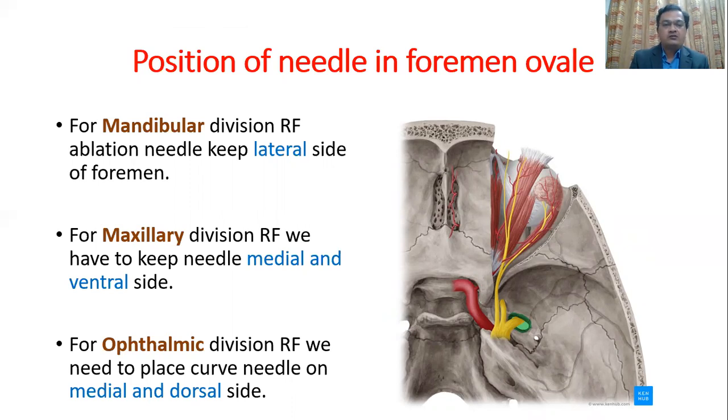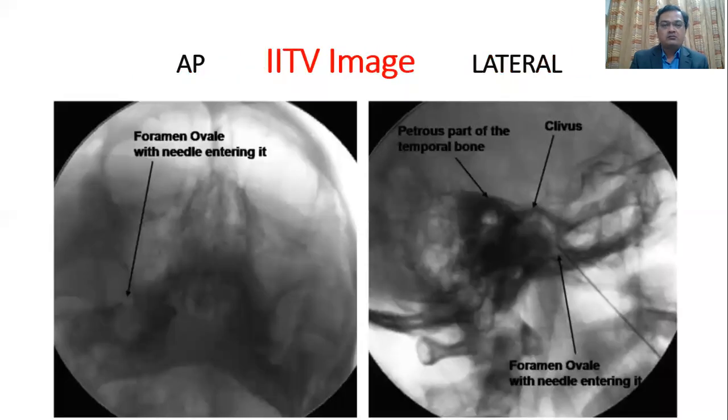For the mandibular division of RF, we have to keep the needle on the lateral side of the foramen. For maxillary and ophthalmic, we have to keep it on the medial side. For maxillary, medial and ventral. For ophthalmic, medial and dorsal.